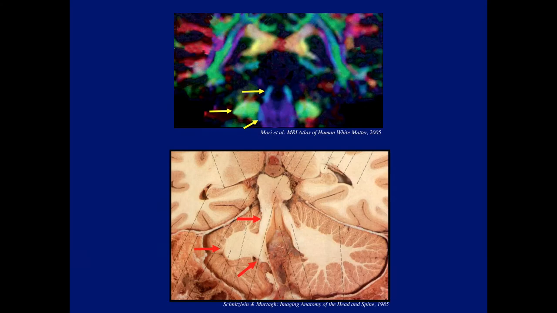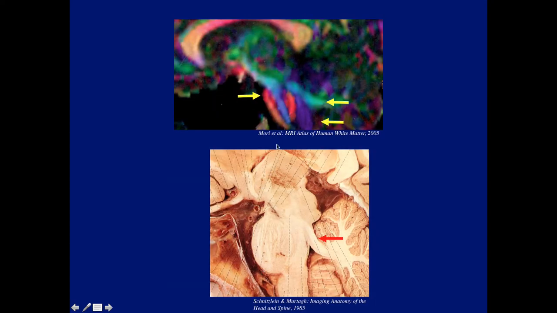Not only on the axial plane, we can see it on the coronal plane. Again, superior cerebellar peduncle, middle, and inferior. And here they are on the specimen. As well on the sagittal plane, we can identify them in red because of their right to left direction, the superior cerebellar peduncle, and barely visible is the inferior cerebellar peduncle right over here. So we can identify the peduncles on the DTIs in all three planes.